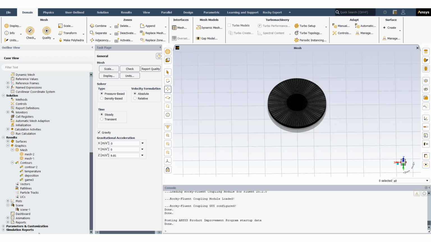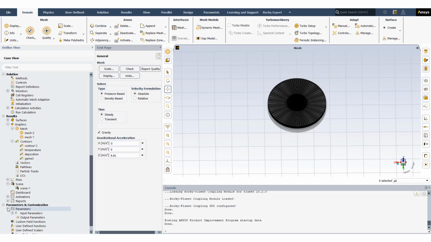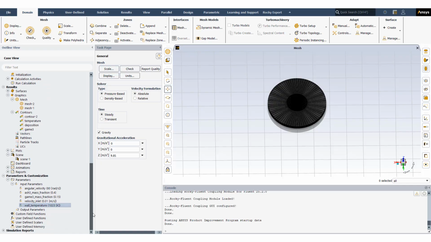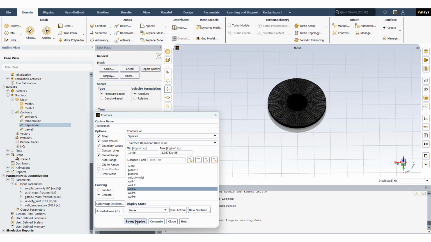So if I go into the bottom here, we can visualize what the input parameters are. My angular velocity for this simulation is 80 radians per second. My ash mass fraction and TMGA, or GaMe3 mass fraction, are 0.4 and 0.15. The velocity inlet for the gas is 0.01, and the wall temperature is 1023 Kelvin. I've already run the simulation, so we can visualize some of the results.